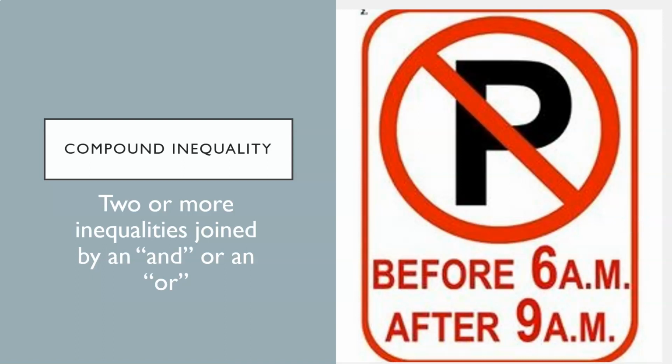Okay, so this is a really good example of what a compound inequality is. It's two or more inequalities joined by an and or an or. So this no parking sign shows that you can park here before 6 a.m. or after 9 a.m. This actually means you can't park there before 6 or after 9. So there is a small window that you can actually park there. So that's a good example.